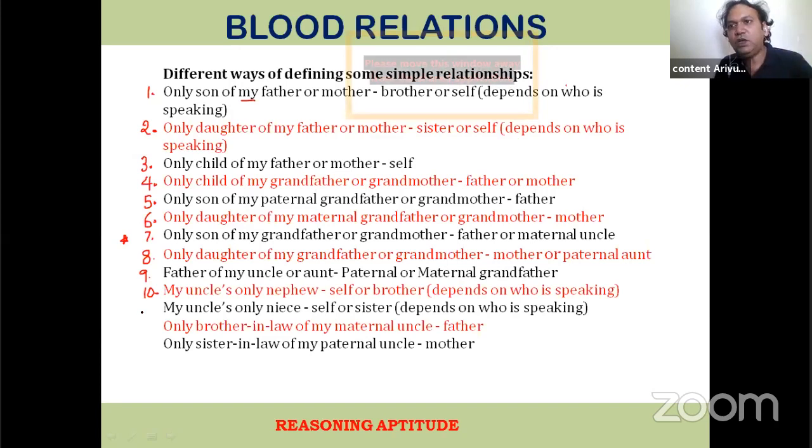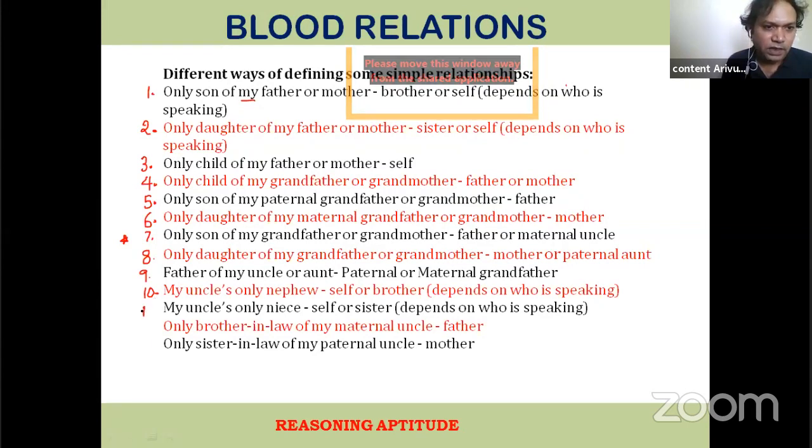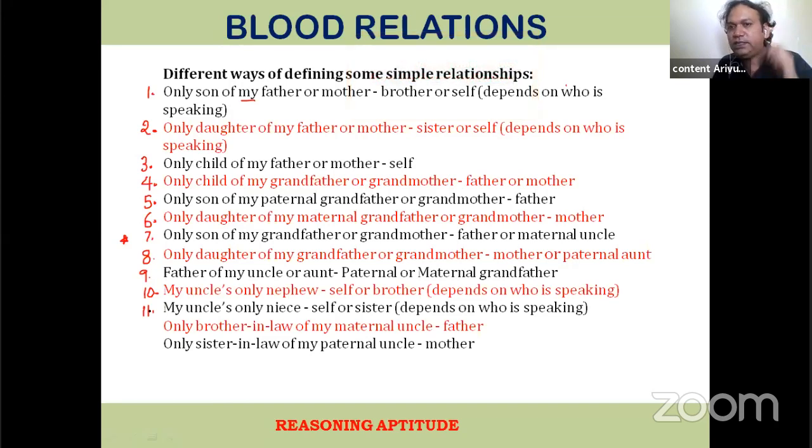If a girl is showing a photograph of a boy and saying that this photograph is that of my uncle's only nephew, that girl's uncle's only nephew is her brother. So, self or brother. Although in a far-fetched scenario, it could be cousin also, but let's not complicate it so much here. Keep it simple. 11th one. My uncle's only niece, self or sister. Depends on who is speaking.